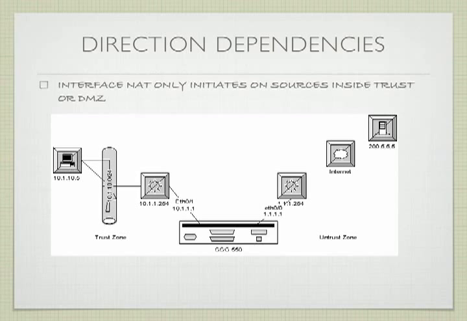Okay, directional dependencies. Interface-based NAT is only going to work on sources inside trust and DMZ heading towards untrust. So your direction of traffic has to be from trust or DMZ to untrust, not the other way around. So the NATting will only occur if the traffic is going in the correct direction.